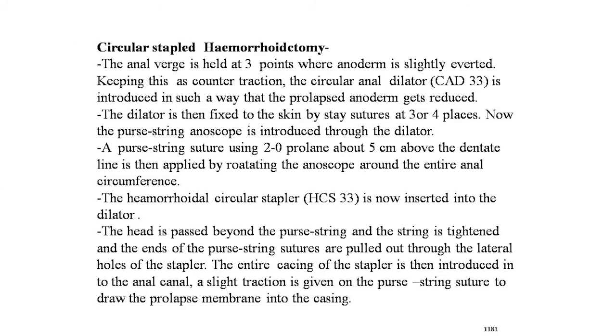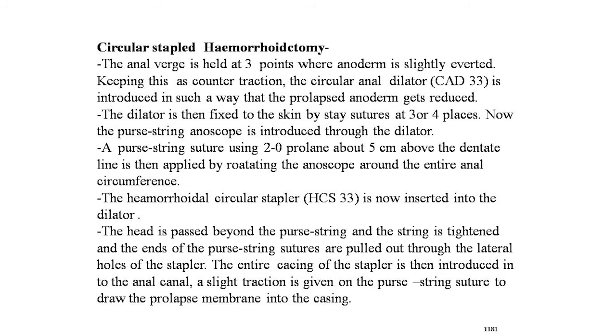Now the next procedure in the treatment of hemorrhoids, that is the circular stapled hemorrhoidectomy. The anal verge is held at 3 points where the anoderm is slightly everted. Keeping this as a counter traction, the circular anal dilator CAD33 is introduced in such a way that the prolapsed anoderm gets reduced. The dilator is then fixed to the skin by stay sutures at 3 to 4 places.